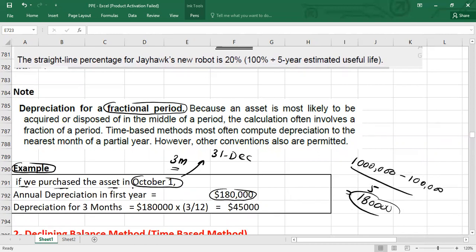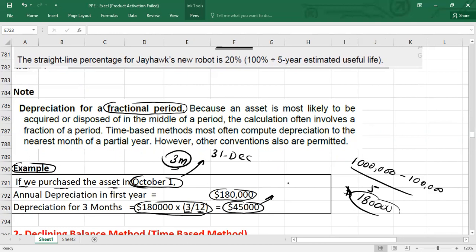Now, assume you purchased the asset on October 1. Because you have used the asset for only 3 months, you are going to calculate the depreciation for 3 months. This is your annual depreciation, so I'm going to take annual depreciation multiplied by 3 over 12. 3 is the months which you have used, 12 is the total number of months in a year. So this is how you will get the depreciation for 3 months.